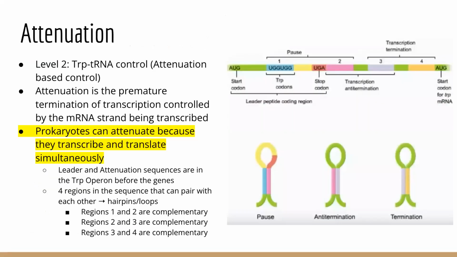The second part is the attenuation part. That's the trip tRNA part. If you don't have trip tRNA, 2 will bind with 3, and you're good. If you have trip tRNA, 1 will bind with 2, 3 will bind with 4, and it'll stop everything.